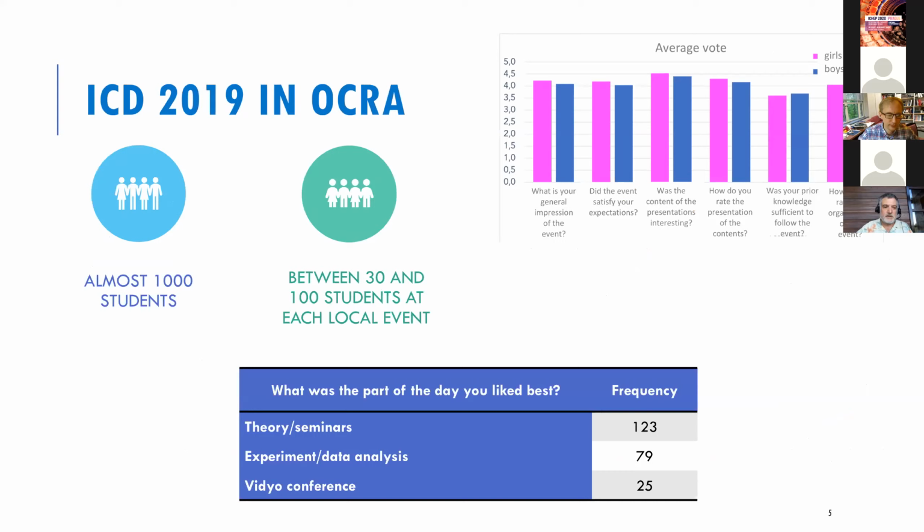The answers to the questions shown in the graph at the top of the slide have all been very positive, except for the question: was your prior knowledge sufficient to follow the event? It scored lower, about 3.5 for both, especially for the younger ones, as we see.